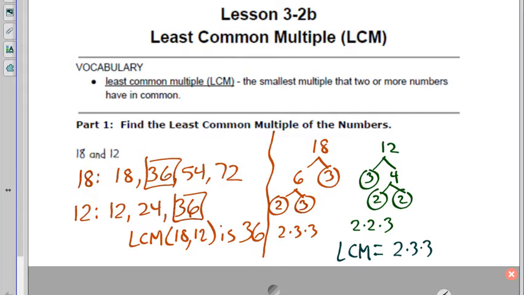And I also need all the factors of a 12. Well, I already have a 2, and I already have a 3. I need another 2. So I'm going to tack a 2 on there. And then when I multiply them together, I get my 36. 2 times 3 is 6. 2 times 3 is 6, and 6 times 6 is 36. And so that's how you'd use factor trees to find the least common multiple.